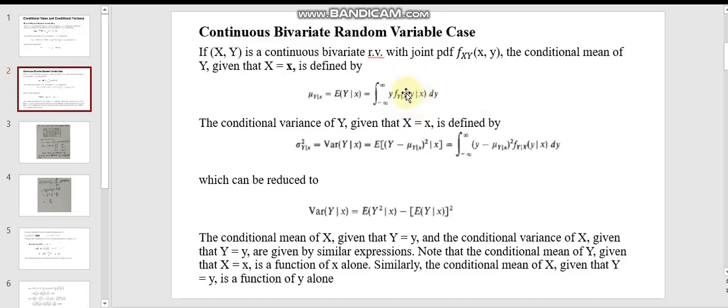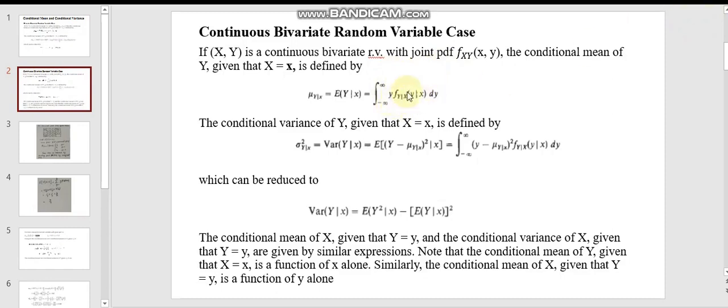Now think about the conditional PDF. Keep in mind how we find the conditional PDF or conditional PMF. What we'll do, we take the joint PDF of random variable X and Y, and we divide it with the marginal PDF, then we get the conditional PDF of random variable Y.